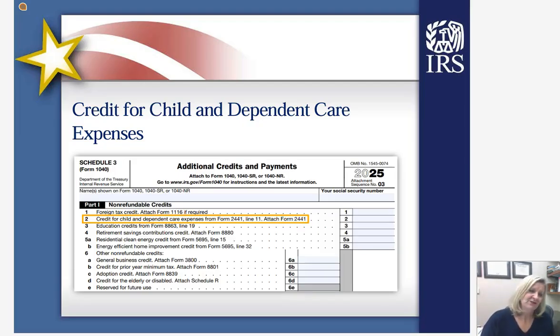This video is going to focus on the credit for child and dependent care expenses. So essentially daycare expenses. I will tell you, commonly people confuse the child tax credit and the child and dependent care credit with each other, and they are two completely separate credits, and I think the names are just a little close. And so just to make sure that if you have a client, a taxpayer with child care expenses, that you make sure if they're entitled to this credit that it shows up on their tax return.